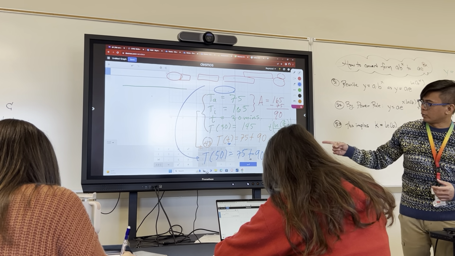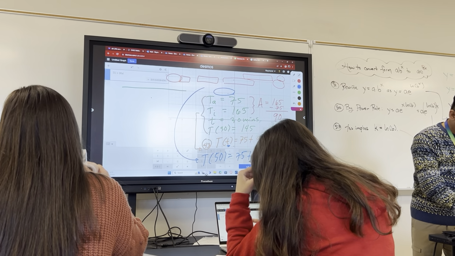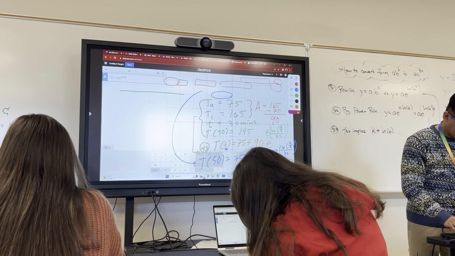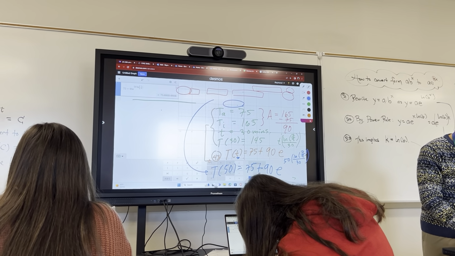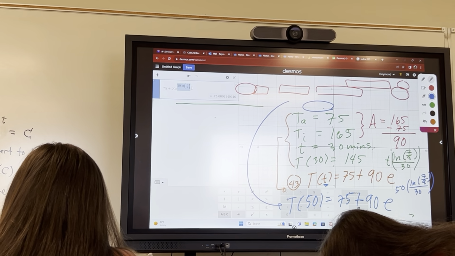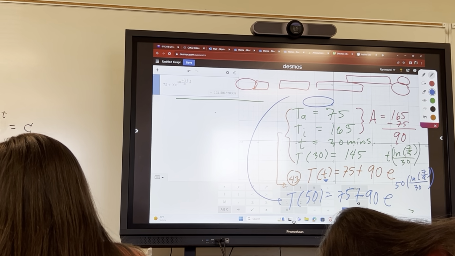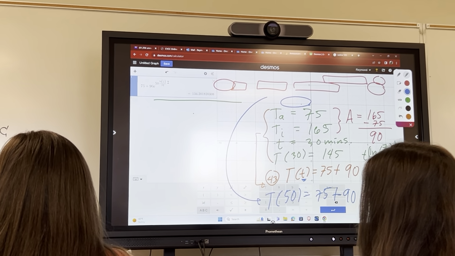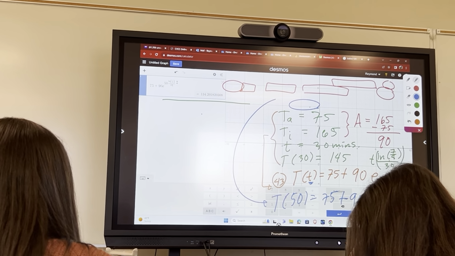What's our equation for that? 75 plus 90 e, shift 6 for the exponent, 50 minutes, ln 7/9. And again, be careful with copying this one as well. Now this is what I'm gonna do: I'm gonna highlight the ln 7/9 first and then divide it by 30. Are we good, guys, with what I did? So how long will it take to the nearest degree? 134 degrees Fahrenheit. Okay? Good.